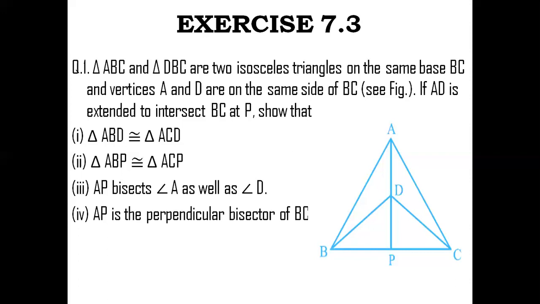And if we read the question, it says, if AD is extended to intersect BC at P, we have been asked to prove that triangle ABD is congruent to triangle ACD. Second, triangle ABP is congruent to triangle ACP. The third part is AP bisects angle A as well as angle D. And the fourth part is AP is the perpendicular bisector of BC. Let's quickly get to the solution.